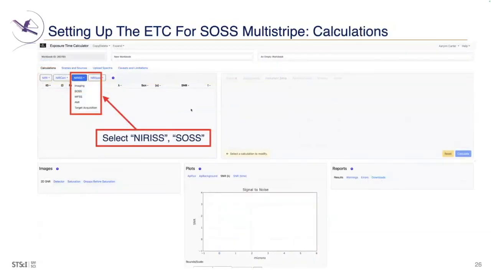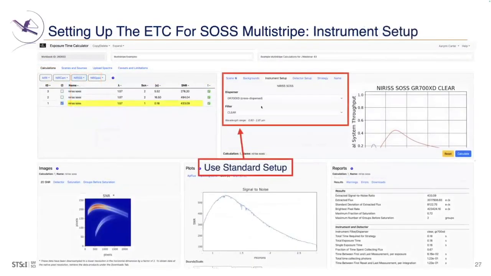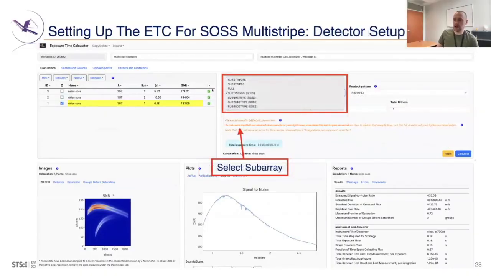So we pick NIRISS SOSS, and then we want to use a standard setup for the instrument. We're just using the regular disperser and the clear filter. And now the subtlety really comes in the detector setup. And here we just want to pick our multi-stripe subarrays. So here I'm going to pick sub 17 stripe. If you remember, this is the smallest stripe size. So we're reading out the detector as quickly as possible, which lets us get to this brightest detection limit.